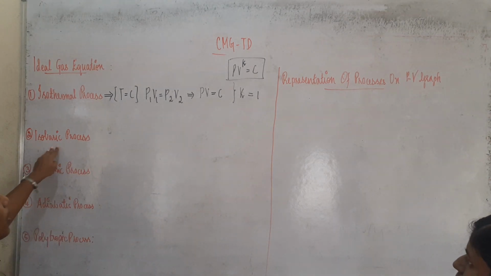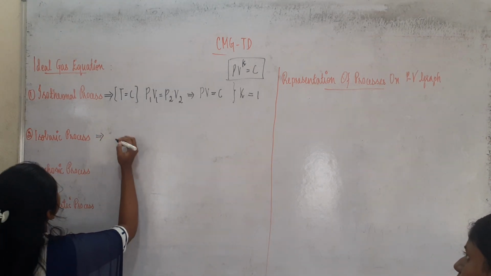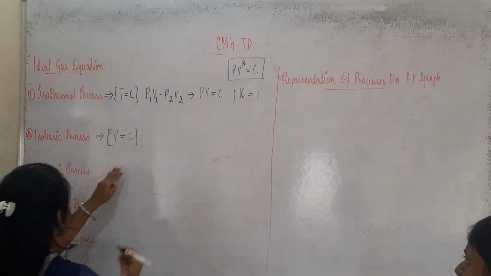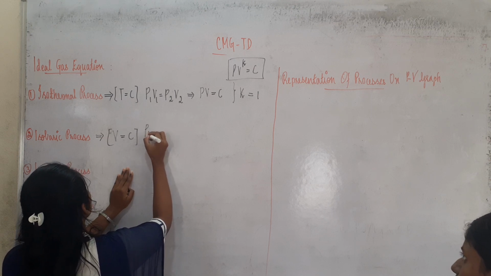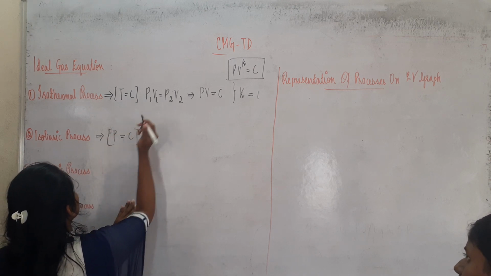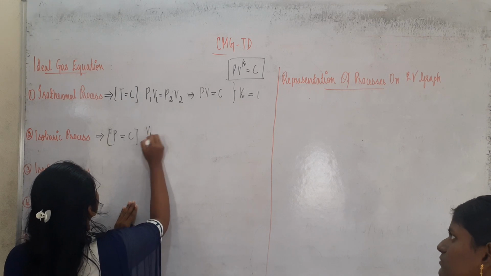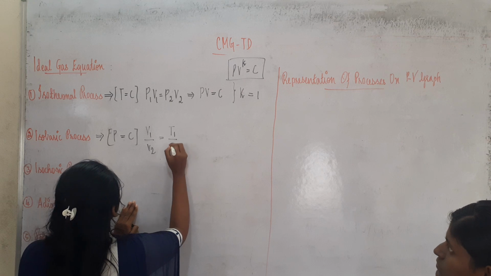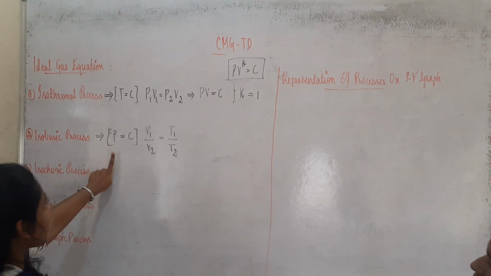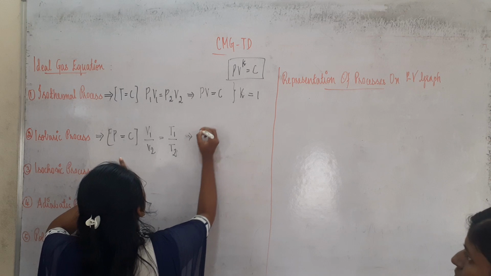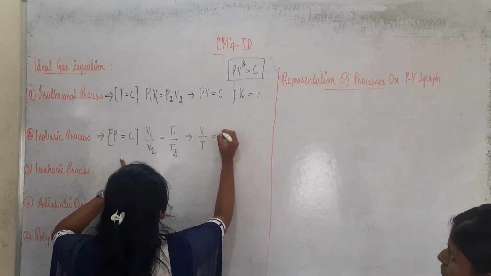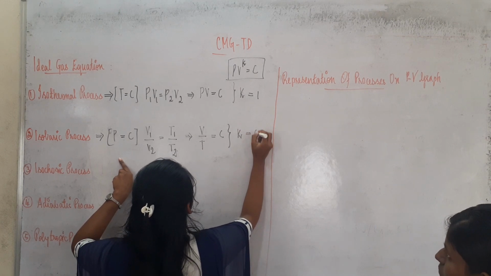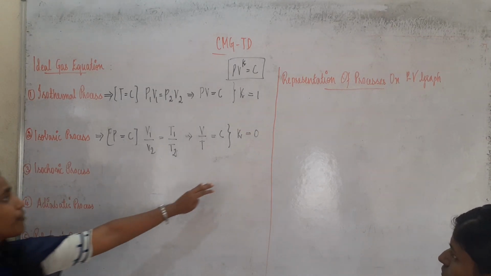So second one is isobaric process. In isobaric process, the pressure remains constant. So V1 by V2 is equal to T1 by T2. So this is the formula in isobaric process. From this, V by T is equal to constant, and from this the value of K that we infer is 0. For isobaric process, the value of K will be 0.